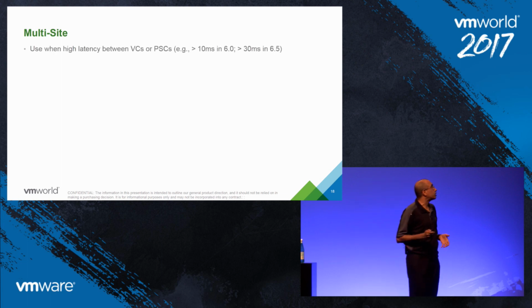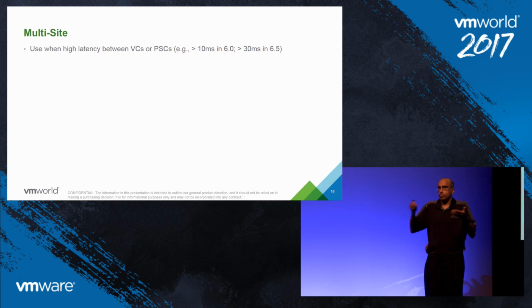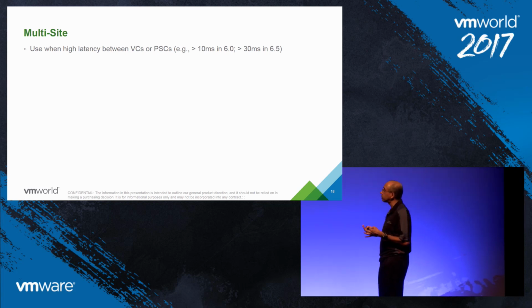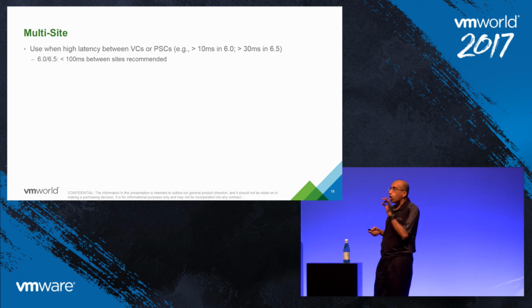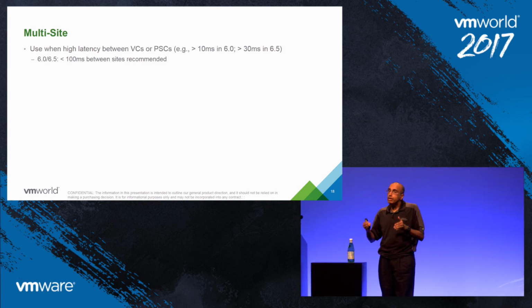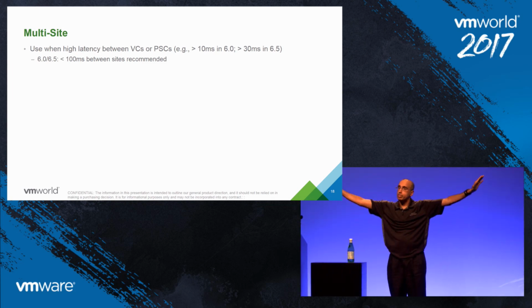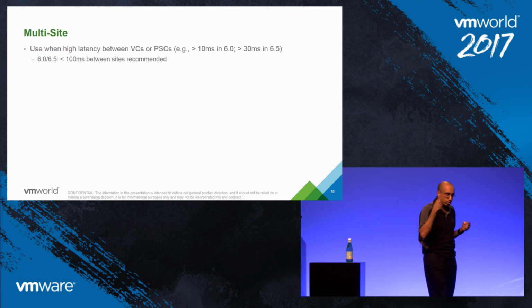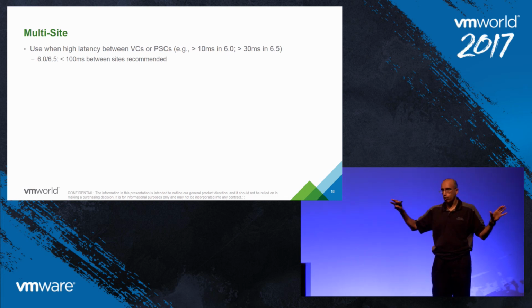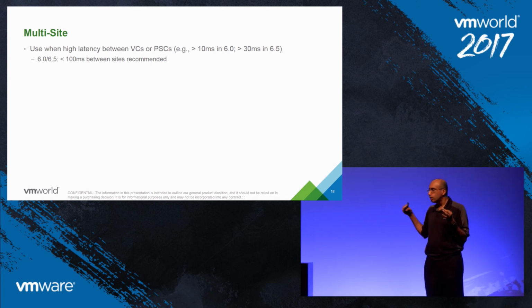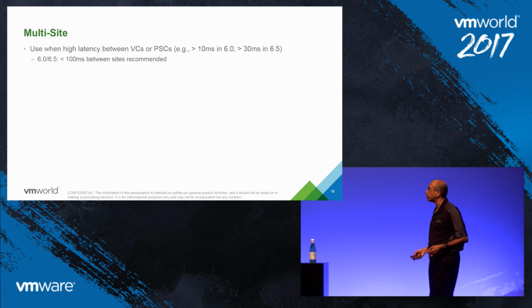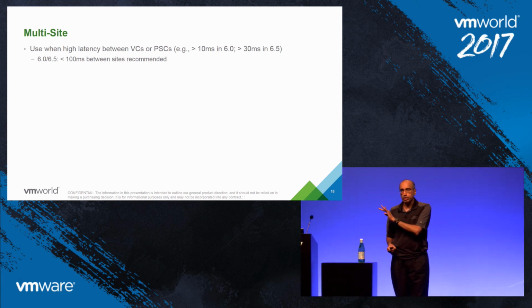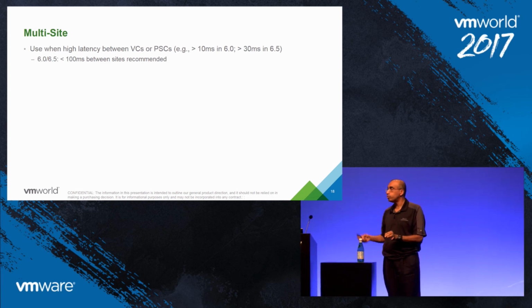When you have multiple sites, and by multiple sites, it's basically greater than 10 milliseconds in 6.0 or greater than 30 milliseconds in 6.5. And our recommendation is having less than 100 milliseconds between these multiple sites. Again, we do realize that this introduces complexity with cross-continental arrangements, and please come and talk to me later, and we're working on sort of qualifying those sorts of setups. So that's a multi-site. Basically, it's somewhere less than 100 milliseconds.